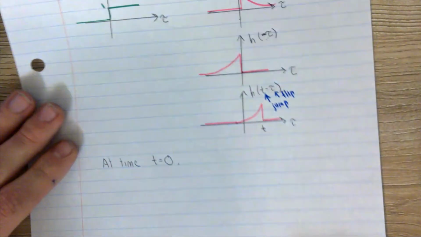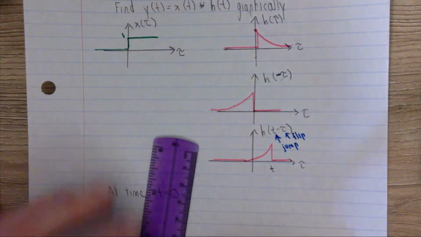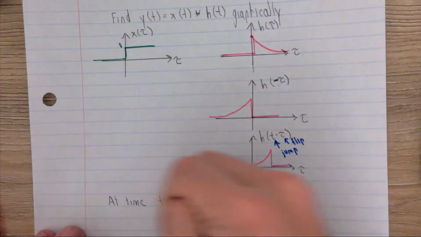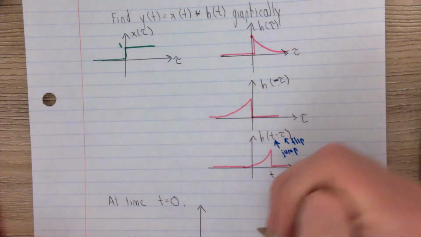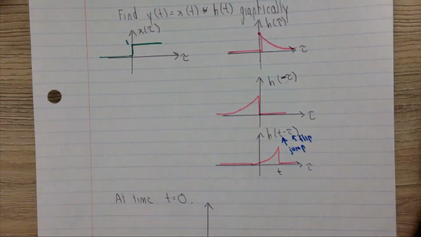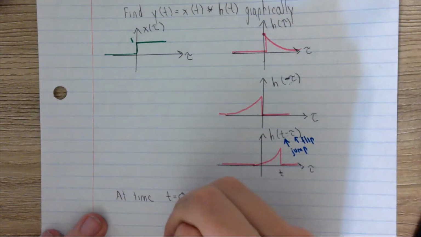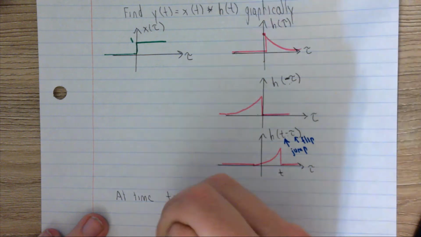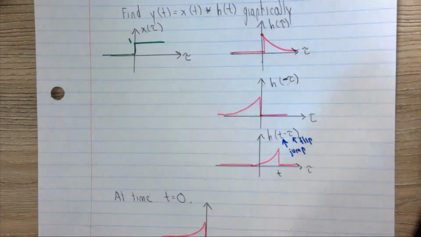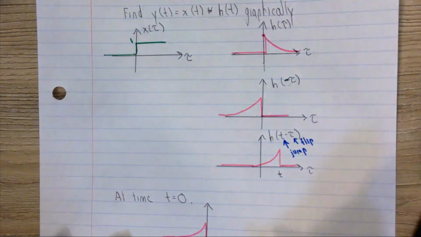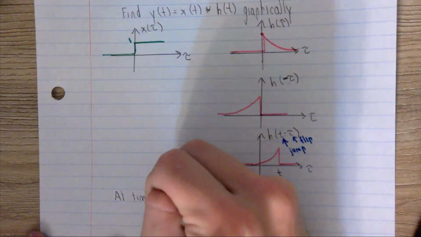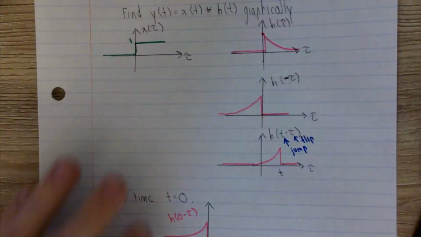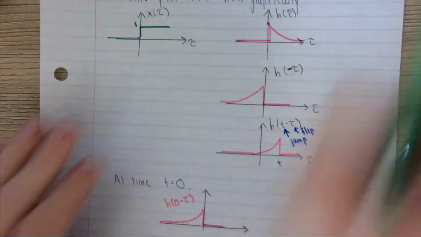At time t equals 0, what it's going to look like is we're going to have our h of 0 minus tau, and then we're going to have our x of tau.